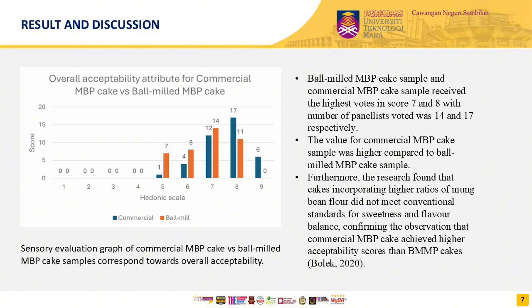Finally, the sensory evaluation graph of commercial mung bean powder cake versus boiled meal mung bean powder cake samples corresponding to overall acceptability. Boiled meal mung bean powder cake sample and commercial mung bean powder cake sample received the highest votes in scores 7 and 8, with the number of panelists voted being 14 and 17 respectively. The value for the commercial sample was higher compared to the boiled meal sample. Furthermore, the research found that cakes incorporating higher ratios of mung bean flour did not meet conventional standards for sweetness and flavor balance, confirming the observation that commercial mung bean powder cake achieves higher acceptability scores than boiled meal mung bean powder cakes.